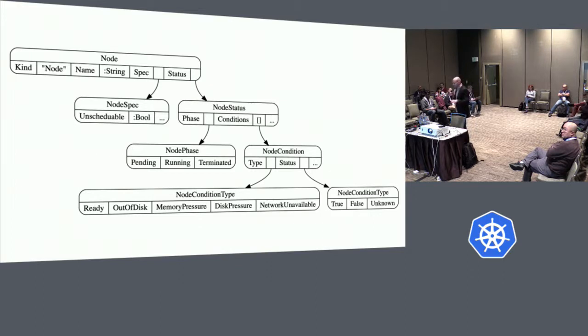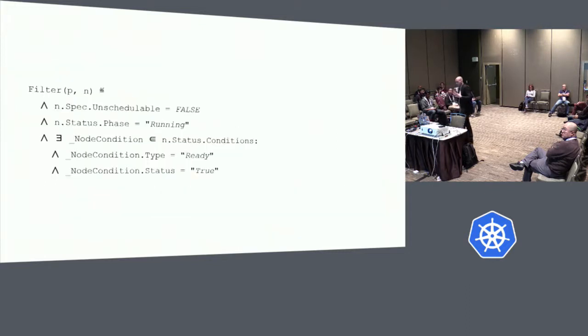So this diagram depicts the relevant attributes of a node for the sanity checks. Most importantly, we have unschedulable, we have running, and we have ready. So the filter function here: the scheduler may assign a pod P to a node N if and only if the node spec unschedulable equals false, the node status phase attribute equals running, and the node status condition collection contains a node condition so that the condition type equals ready and the condition status equals true. Any node that does not pass this filter will not be considered for scheduling.